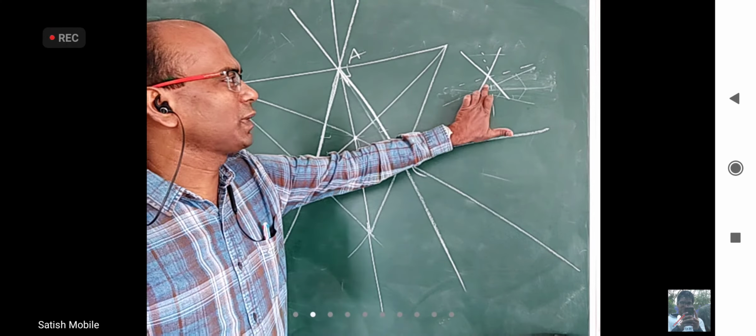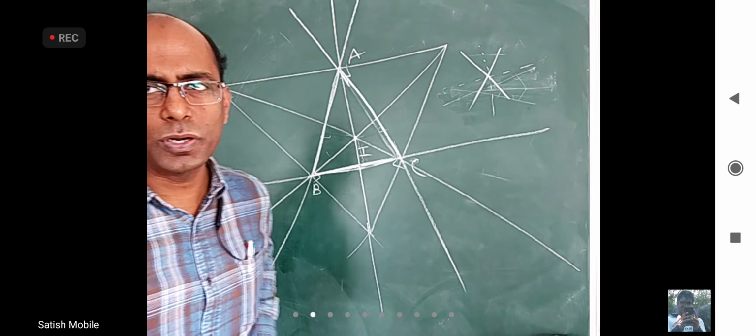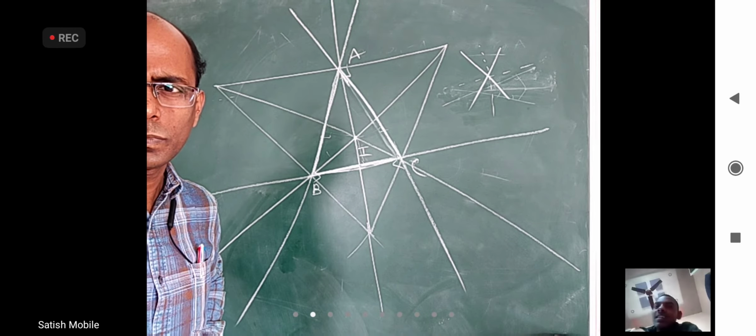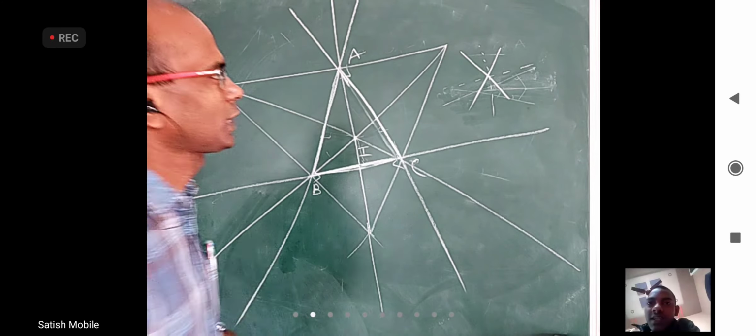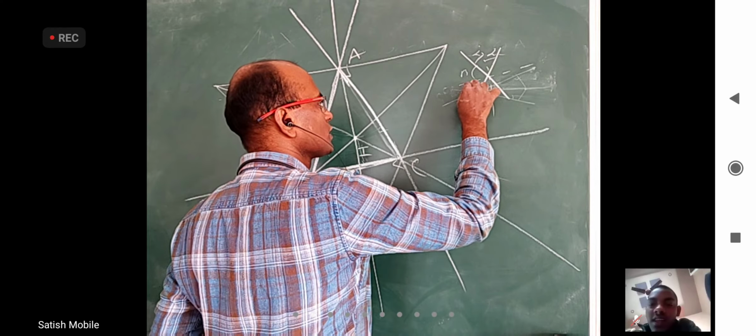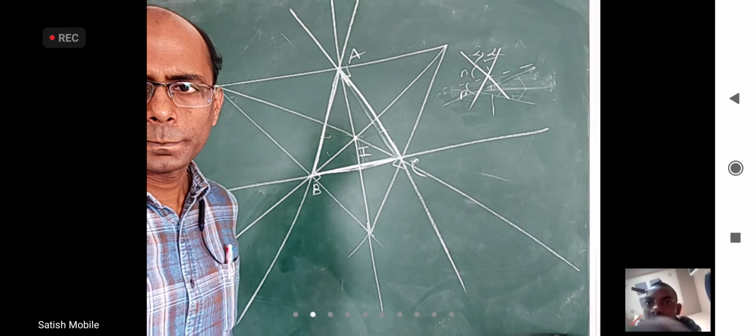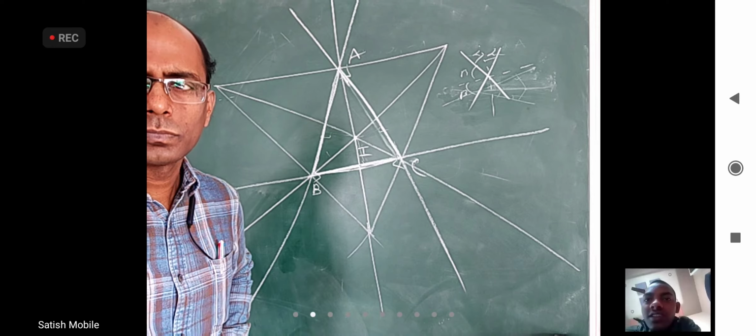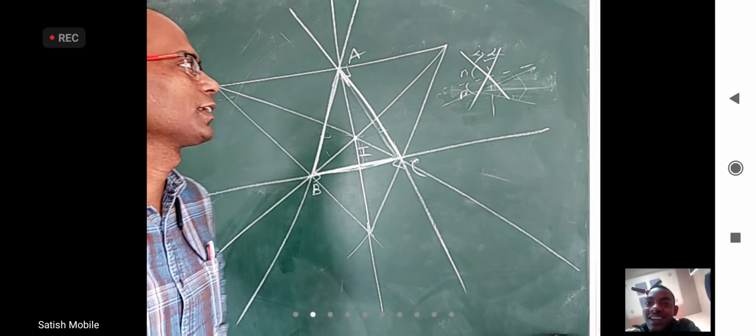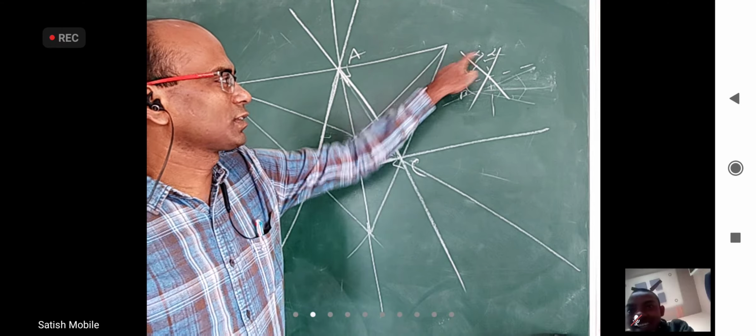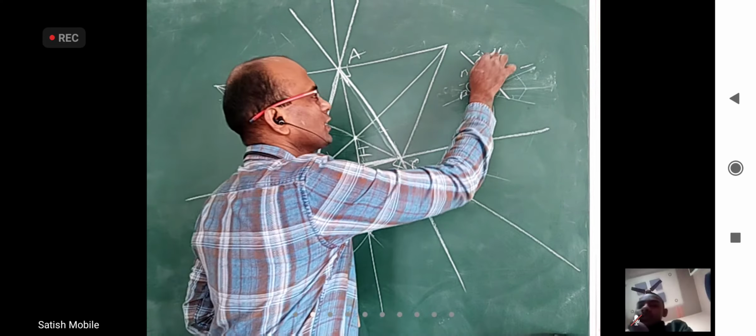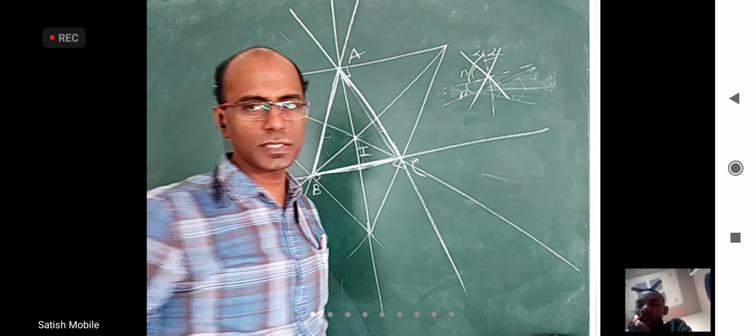Anybody want to give an explanation why the two angular bisector lines should be perpendicular? Yes. If you take this as alpha, this as alpha, this as beta, this as beta, 180. Yeah, this is a complete angle. 2 alpha plus 2 beta is 180. So alpha plus beta should be 90. That is this angle. So that's why the two bisectors are perpendicular.